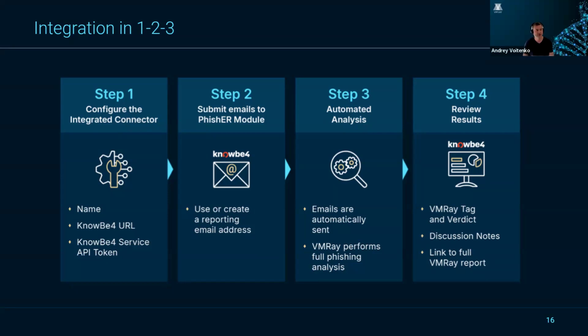To set up the integration, you just need to get your VMRay account, open it, go to the analysis settings, provide your KnowBe4 URL, and then provide the API token for the PhishER. Basically, that's it. You don't need to do anything else. Again, we will see it within the demo. Then every email that comes to PhishER will be automatically pulled by VMRay.